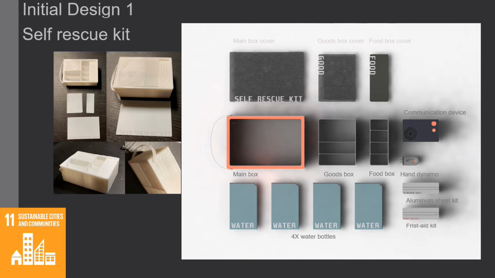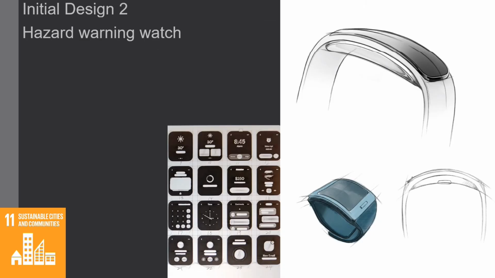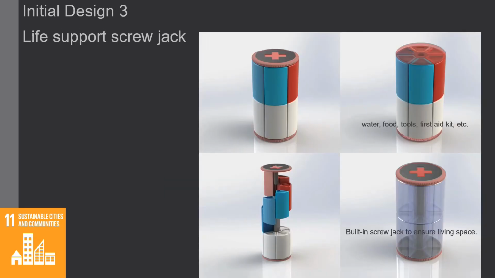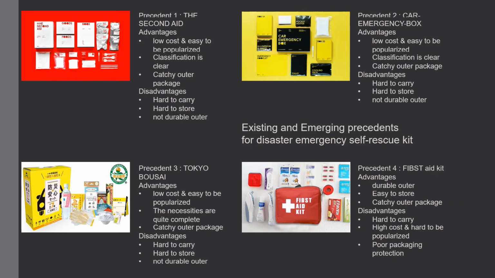When I started my design, I had three initial designs. The first one is the self-rescue kit, the second one is the hazard warning watch, and the final one is the life support skill jack. Next are the existing and then the emerging precedents for disaster emergency self-rescue kits.